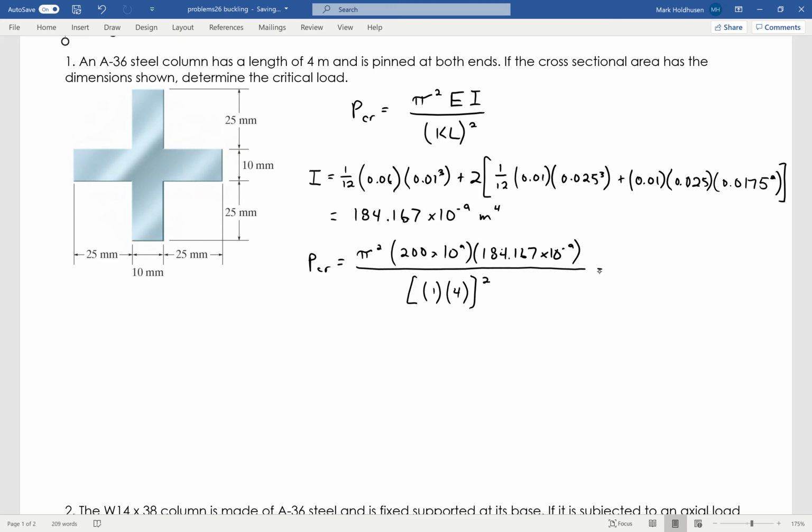From that, I can find that my critical load is 22.7 kilonewtons. So again, pretty straightforward. There's no real tough part. It's just kind of a plug and chug situation. The effective length depends on the boundary conditions you have. It's pinned on this one, so K is going to be equal to 1. There's a chart in your book to find where those K's are. But once you get all that, you just plug it in and move on.